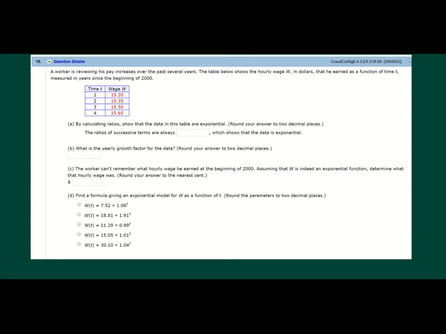So as this worker reviews his wages, he decides that he wants to see if the data is growing exponentially. And the way that you're going to do that is, as it states in part A, by calculating ratios. So we're going to look at the ratio of 15.35 divided by 15.2. Now the hint that it tells us is to round our answers to 2 decimal places. We're going to round to 2 decimal places here.